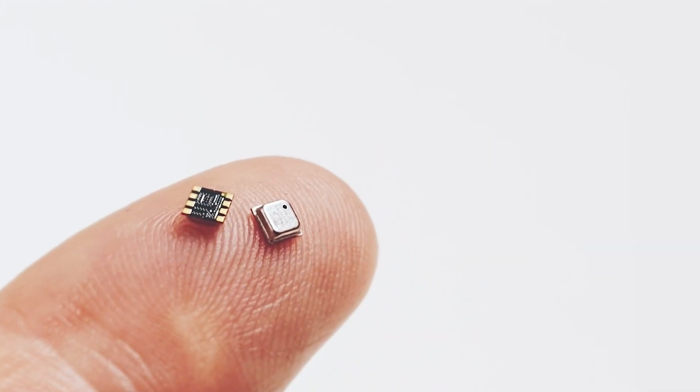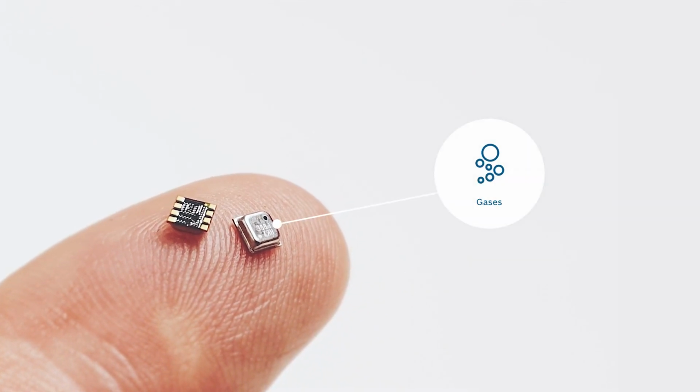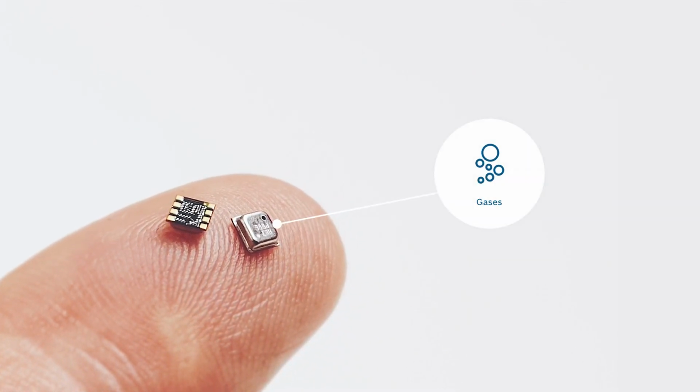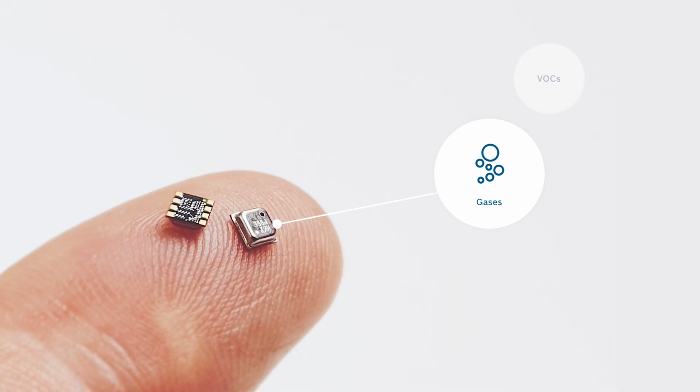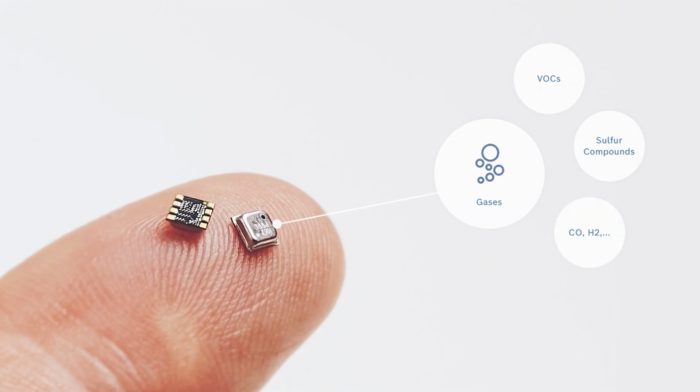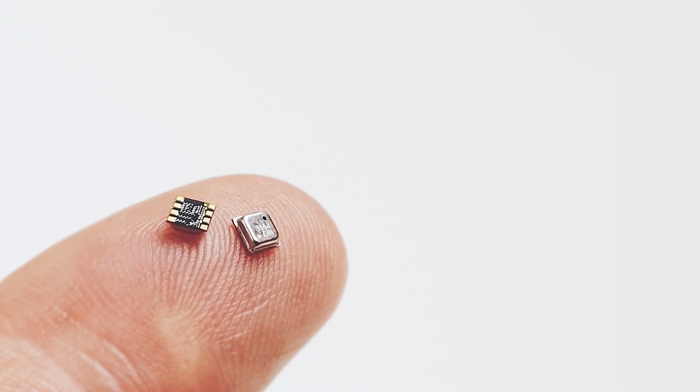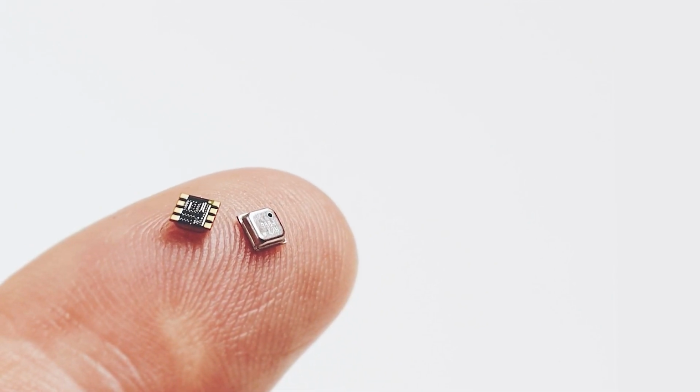The BME688 is the first gas sensor with artificial intelligence and integrated high-accuracy pressure, humidity, and temperature sensors. It can detect volatile organic compounds, sulfur compounds, and other gases such as carbon monoxide or hydrogen. Basically, the BME688 allows us to capture a unique fingerprint of the surrounding air.